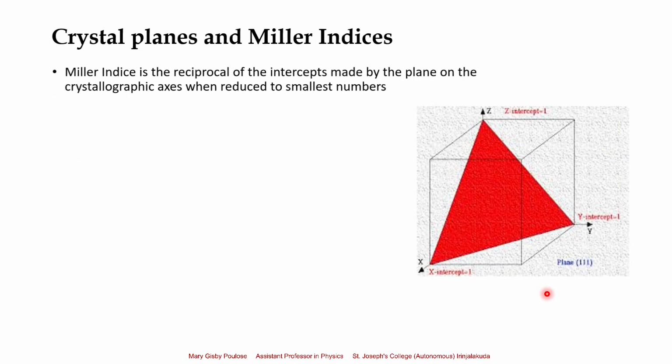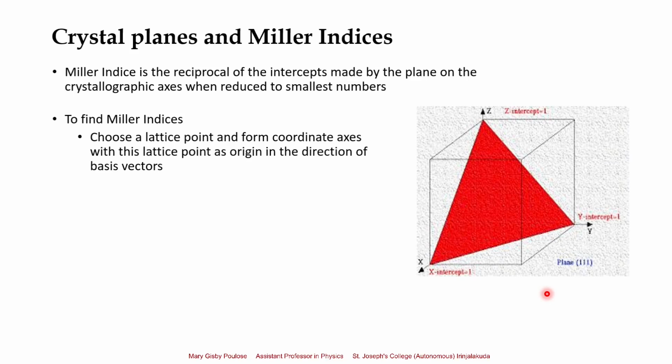Now let us see what we mean by the Miller index and how we attain it. Miller index is the reciprocal of the intercepts made by the plane on the crystallographic axes when reduced to the smallest numbers. So this sentence includes all the things that we do to attain the Miller index. To find the Miller index, we have to choose a lattice point and form the coordinate axes with this lattice point as the origin in the direction of the basis vectors. So to start with, we have to find a point. Let this point be here, and that point is assumed as the origin, and from that origin we draw the different axes. In this figure, we have this axis as the x coordinate axis, this axis as the y coordinate axis, and this axis as the z coordinate axis.